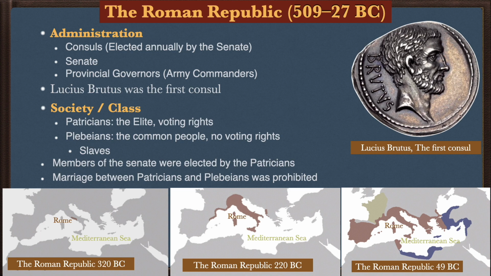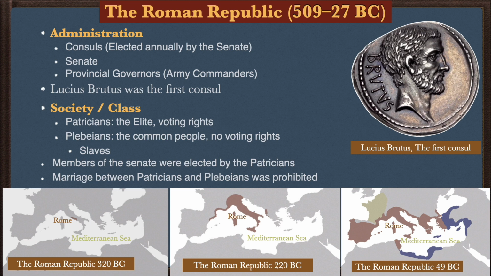The Roman Republic. Rome became a republic in the year 509 BC. In Republic, the Senate selected a consul in place of a king for a period of 1 year. The tenure of 1 year prevented consuls from becoming tyrant. Lucius Brutus was the first consul of the Republic. The consul and the Senate used to administer the Republic through provincial governors. The provincial governors were also the army commanders.